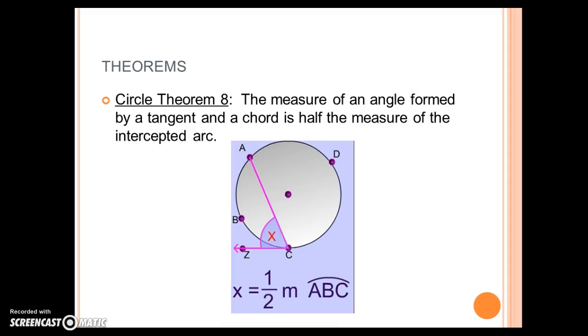Now we have another circle theorem we need to be aware of, and it says the measure of an angle formed by a tangent, remember a line that only touches at one point, and a chord is half the measure of the intercepted arc. So similar to an inscribed angle. So we look at our whole arc here, A, B, C. X is going to be half of the measure of that arc.